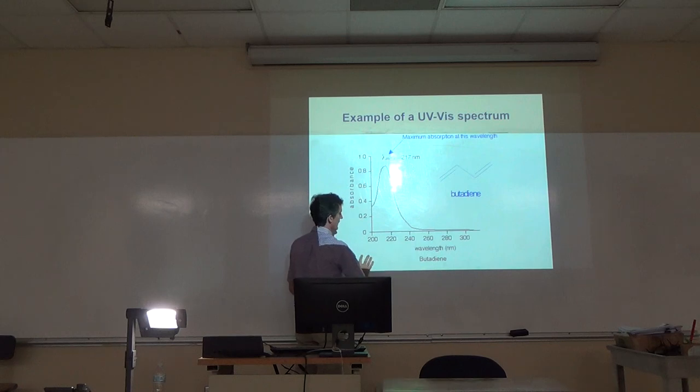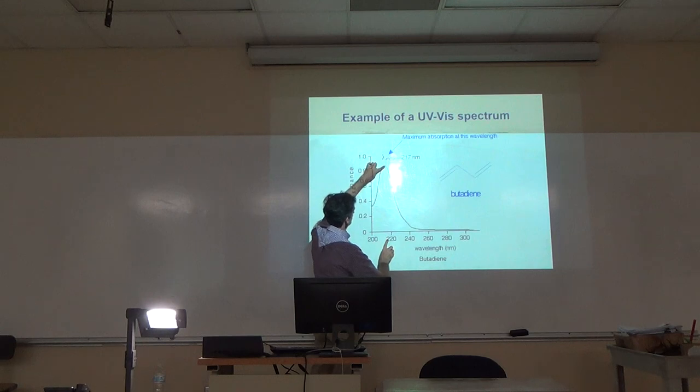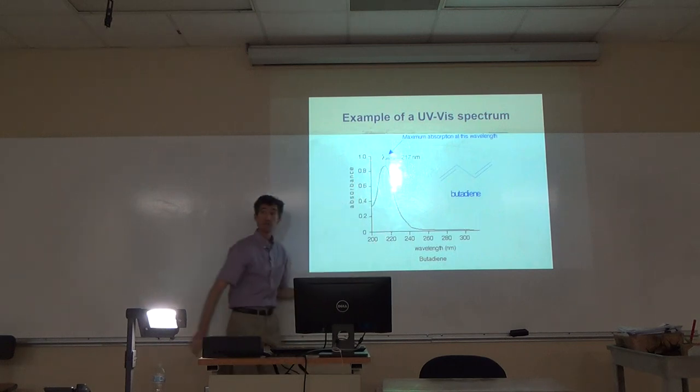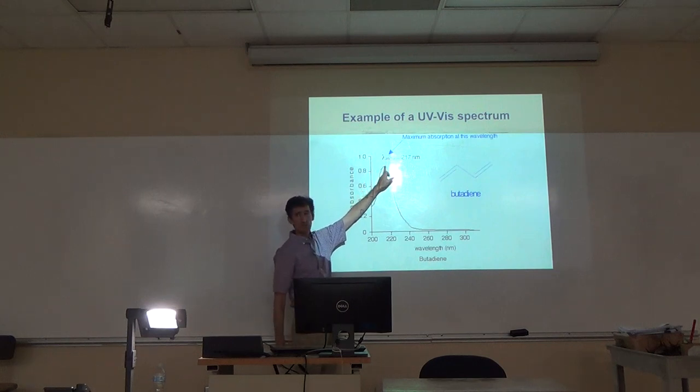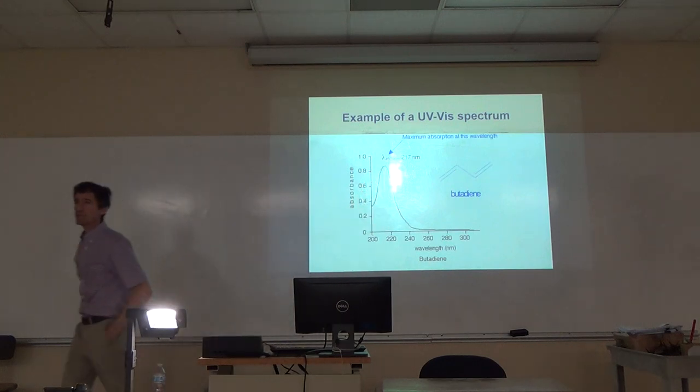Absorbance. And so at 200 nanometers, it's absorbing. Then as you start going to higher wavelength, longer wavelength, within the UV, you get even more absorption. Where's the maximum absorption? Right here, which is at what wavelength? 217. The point of maximum absorption is called the lambda max, lambda meaning wavelength. The wavelength of maximum absorbance is 217 nanometers for this compound.